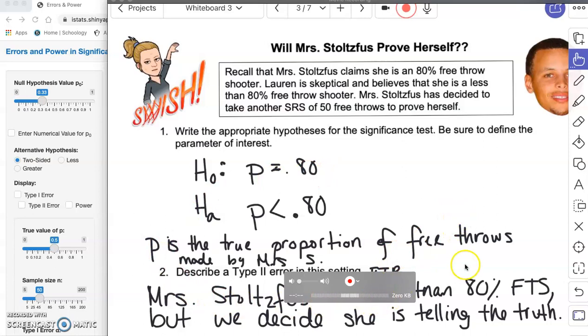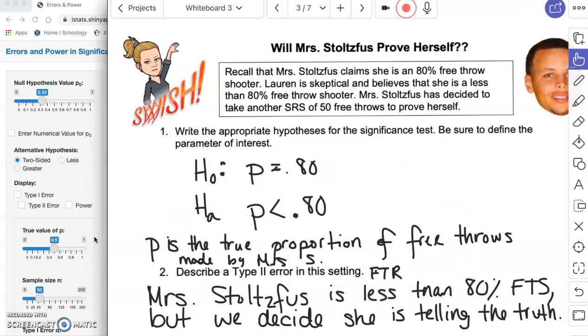So I have written here that Mrs. Stoltzfus is less than an 80% free throw shooter. So I'm accepting my alternative, but we decide that she is telling the truth.